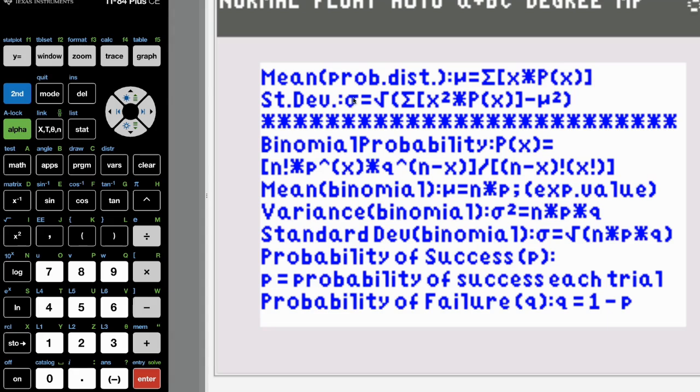Standard deviation, sigma, equals square root of the sum, big sigma, of x squared times p of x minus mu squared.